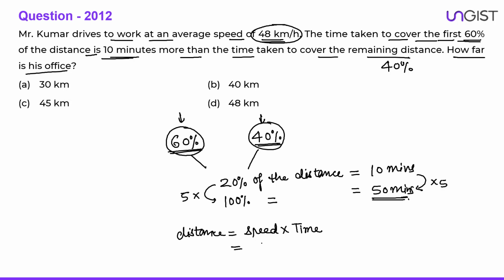Speed is given in the question, which is 48, and time we have calculated as 50 minutes. So just convert this 50 minutes into hours. So 50 by 60. Now this answer will be in kilometers, right? Because everything is now in kilometers per hour. Fine. So the 0s cancel, and this is 8. 8 into 5 is 40 kilometers. All right, everyone. The answer is 40 kilometers, right? So this was the question from 2012. Now let's move to other questions.